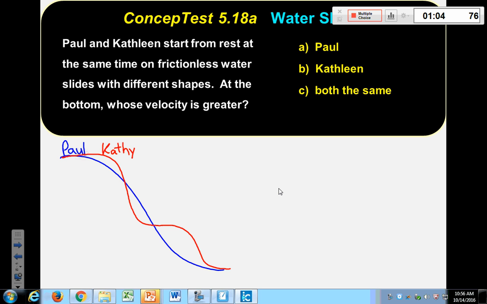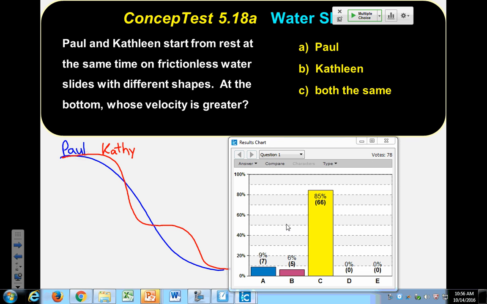Okay, we'll stop at 110. Some of you might have put Paul because you thought, well, Paul travels a shorter distance, right? And you would have been right in some circumstances, but since this is frictionless, it doesn't matter. There are no dissipative forces. The only forces acting on them are the gravitational force and the normal force. The gravitational force is conservative, and since it's frictionless, the normal force is too. And so they're both going to have the same speed at the bottom.